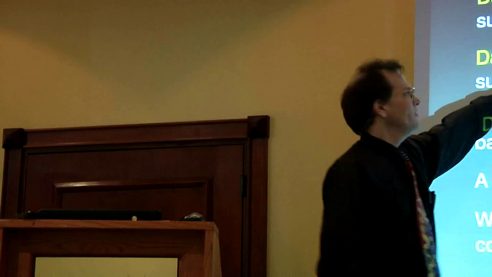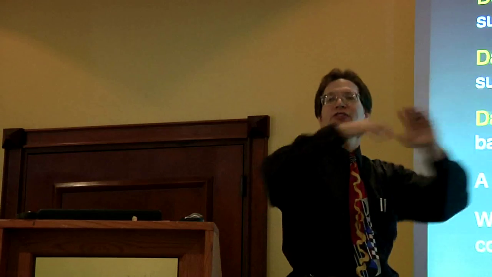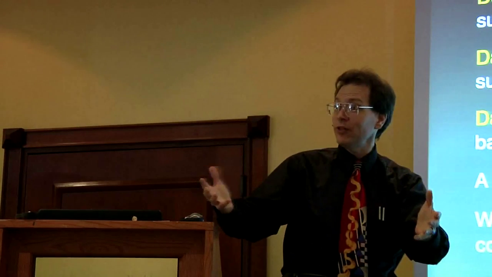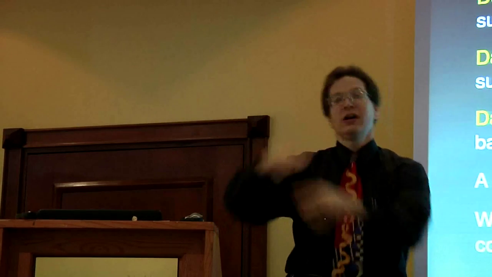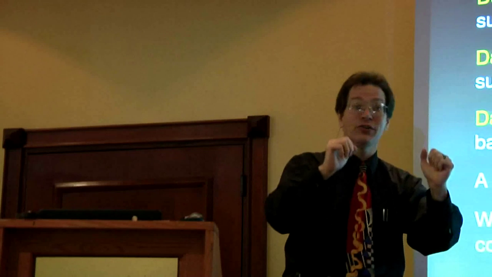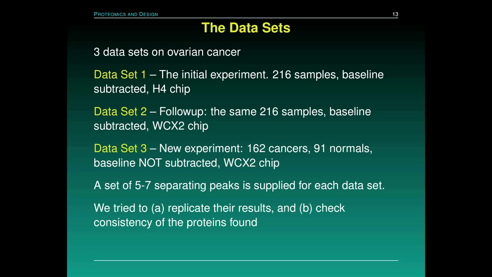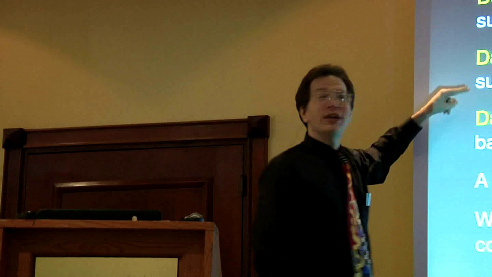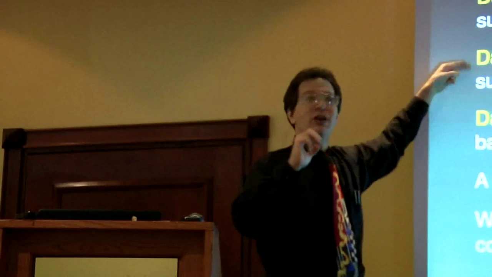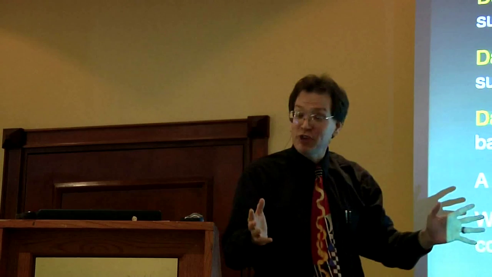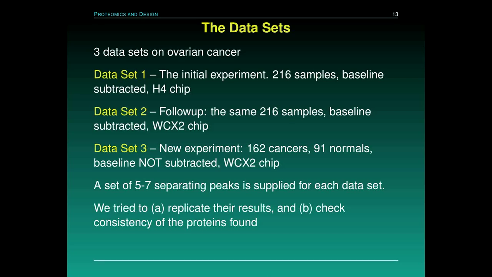Then, having done this, they said, okay, we'd also like to show that this extends beyond the samples we started with. So they got some new samples, 162 cancers, 91 controls, and they ran them on the WCX2 chip again, and this time they didn't subtract the baseline, and again, they reported great results. Okay, so there's three data sets. The first two data sets use the same exact samples. The last two data sets use the same chip type. Okay, so that's the commonalities.